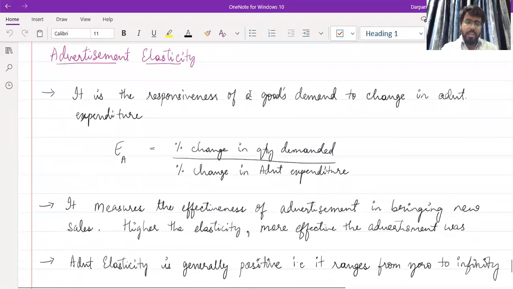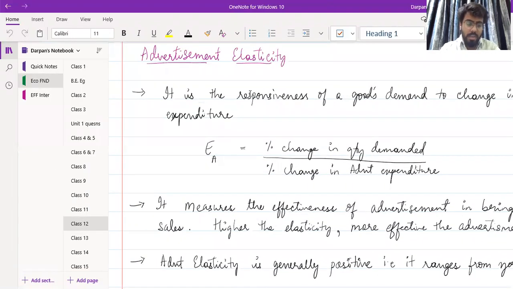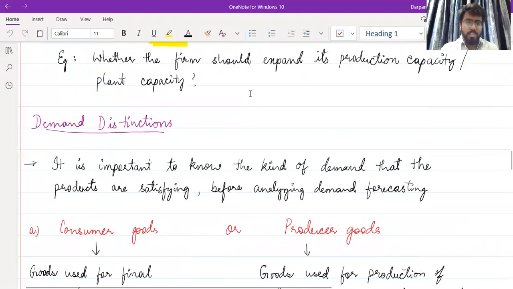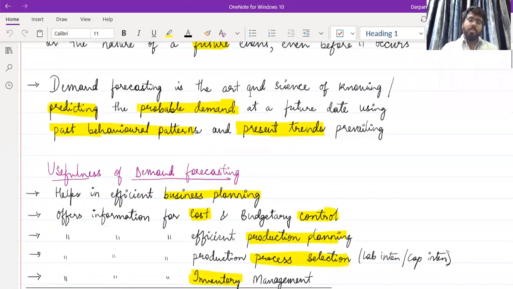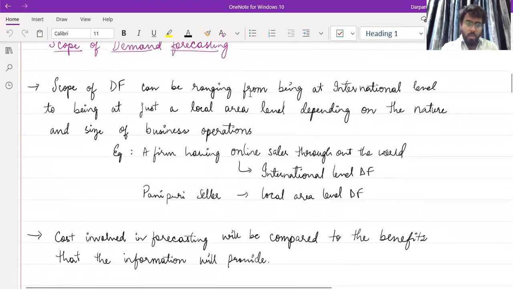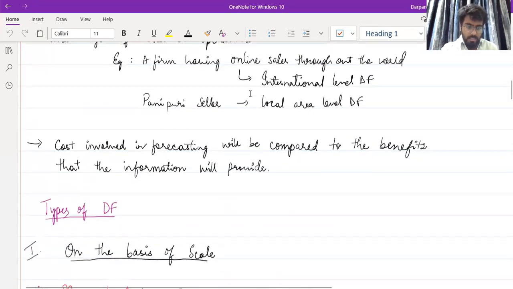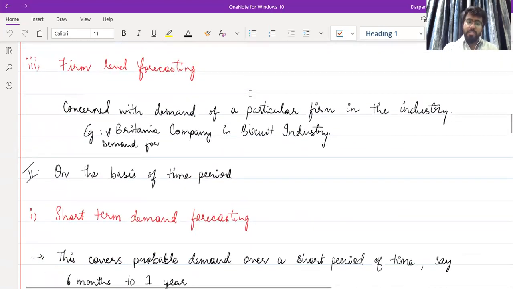Then advertisement elasticity, which was easy. I'm not discussing that. How is your quantity demanded reacting to the changes in your advertisement expenditure? Then we moved on to demand forecasting. What was this? This was the art and science of knowing or predicting your probable demand as to what will be the demand in future, correct? Scope and usefulness is easy. Types of demand forecasting. So on the basis of scale, what can be the demand forecasting? It can either be macro, industry level, or firm level forecasting, right?